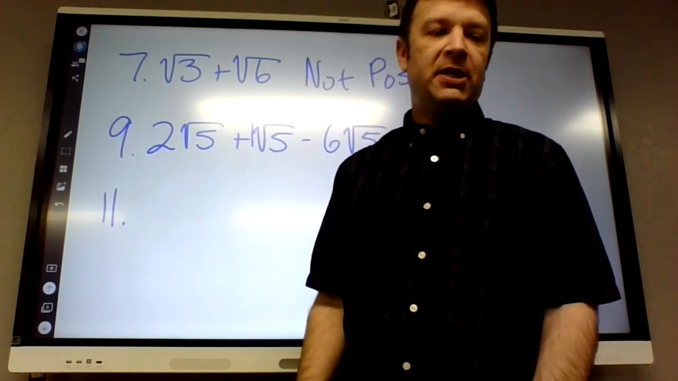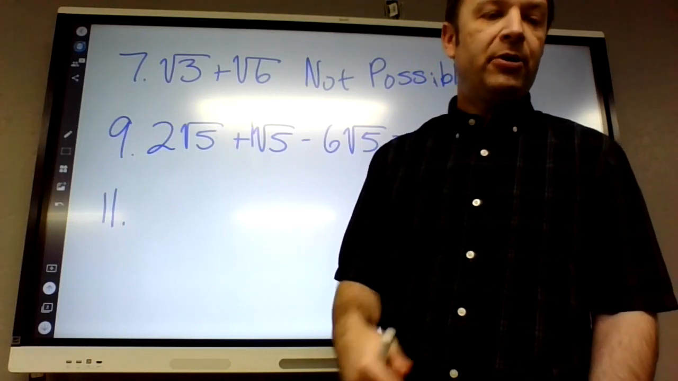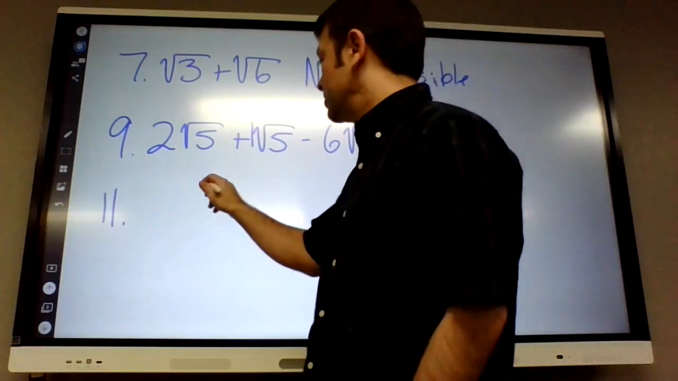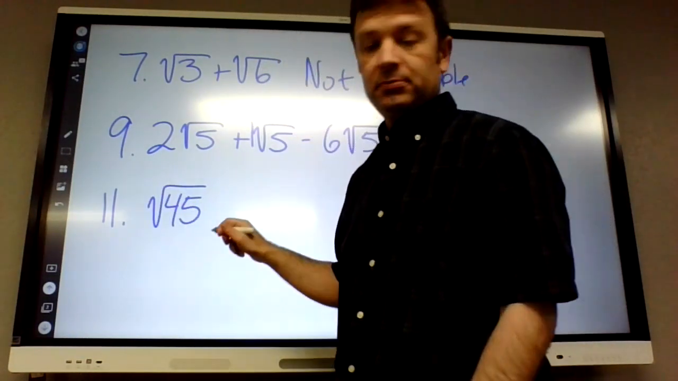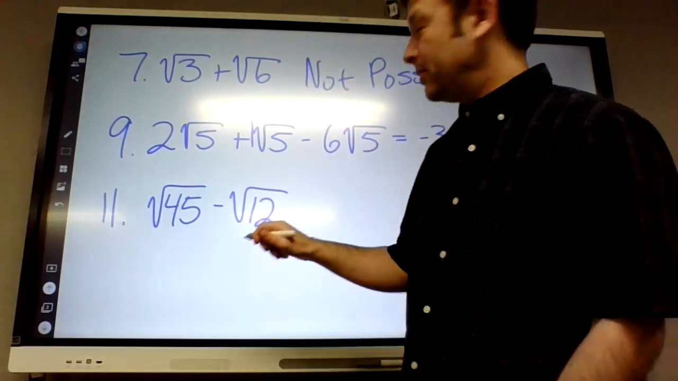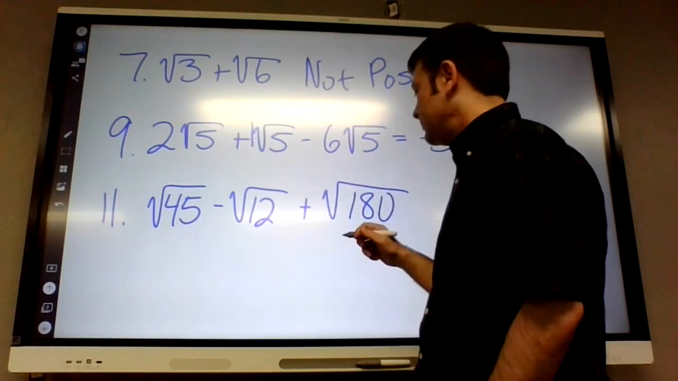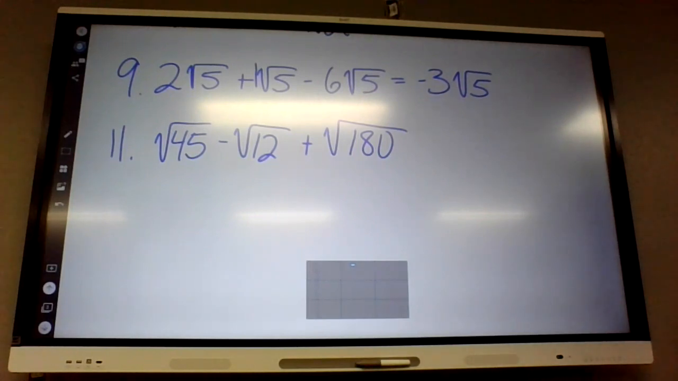Kind of realized, 7 and 8 are the only 2 not possible. Now they don't all completely simplify. Some of them only partially simplify. We're getting to here in a second. So for this one, on the face, it doesn't look like any of these go together, right? But guess what? All of these square roots can simplify.